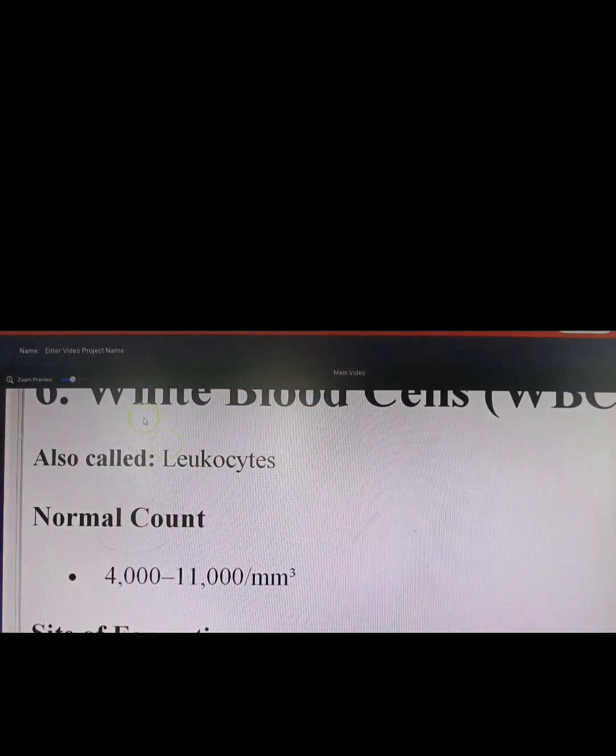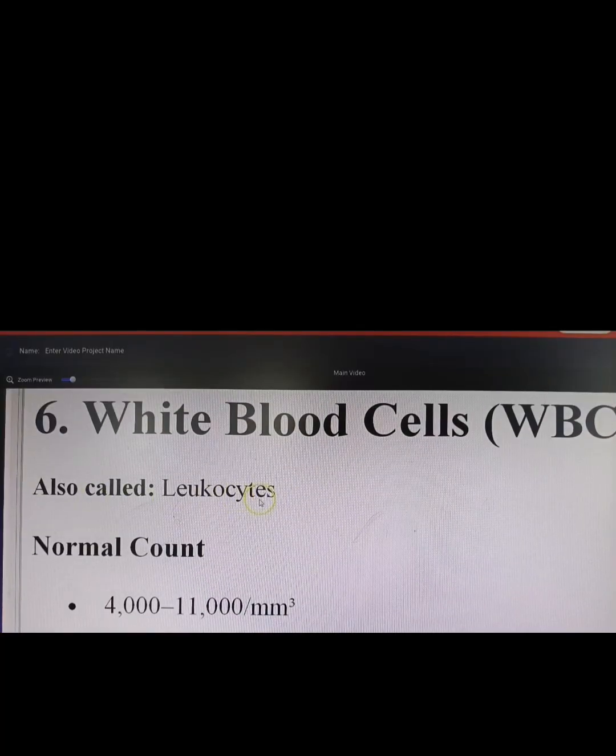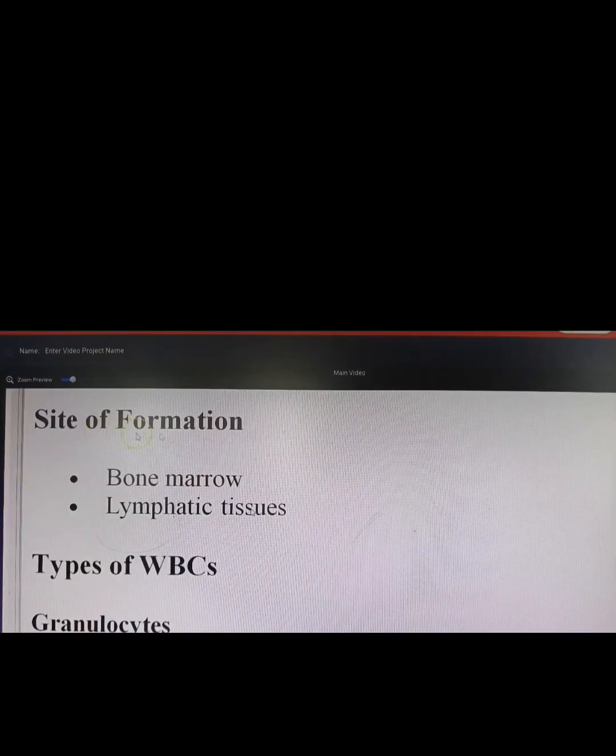Okay, next we will study about white blood cells, also called WBCs, and also called leukocytes. The normal count of WBC cells in a normal adult is approximately 4,000 to 11,000 per cubic millimeter. The site of formation of WBC cells is inside the bone marrow and lymphatic tissues.